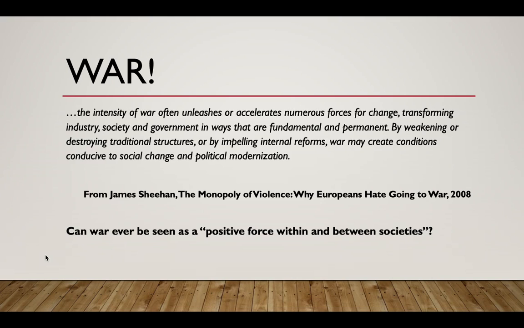To start off Unit 2, I have a historical thought. War. The intensity of war often unleashes or accelerates numerous forces for change, transforming industry, society, and government in ways that are fundamental and permanent. By weakening or destroying traditional structures or impelling internal reforms, war may create conditions conducive to social change and political modernization. So the big historical question is, can war ever be seen as a positive force within and between societies?